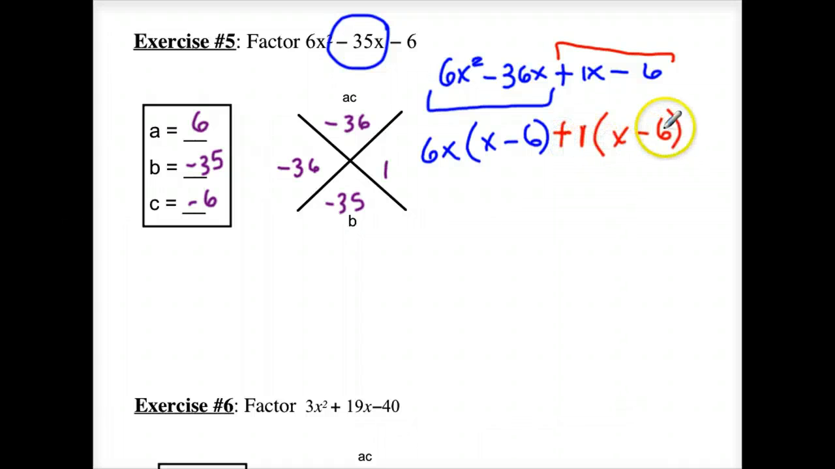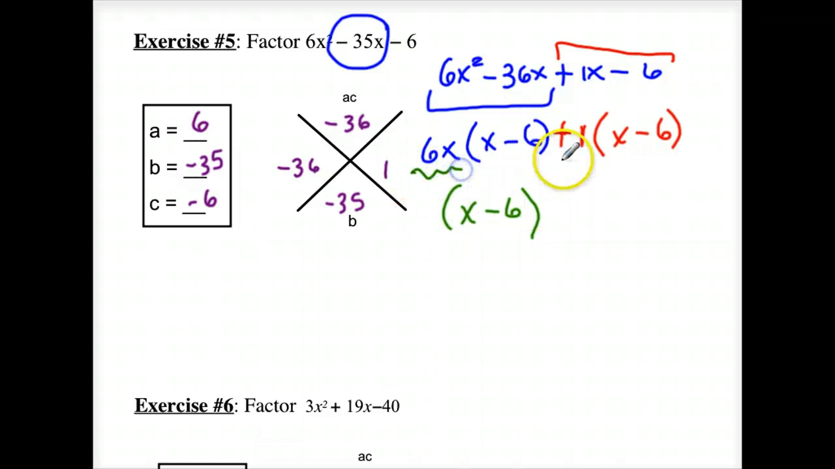How do I know? The key is whatever is in my parentheses here, it's always going to be the same. And how do I check this? If I distribute 1 to x, I get a 1x, and then 1 to negative 6 gives me a negative 6. When I distribute these, I want to make sure I have the same exact thing. Now since these two have the same thing in common, I write it back one time, x minus 6, because in math we don't like to repeat.